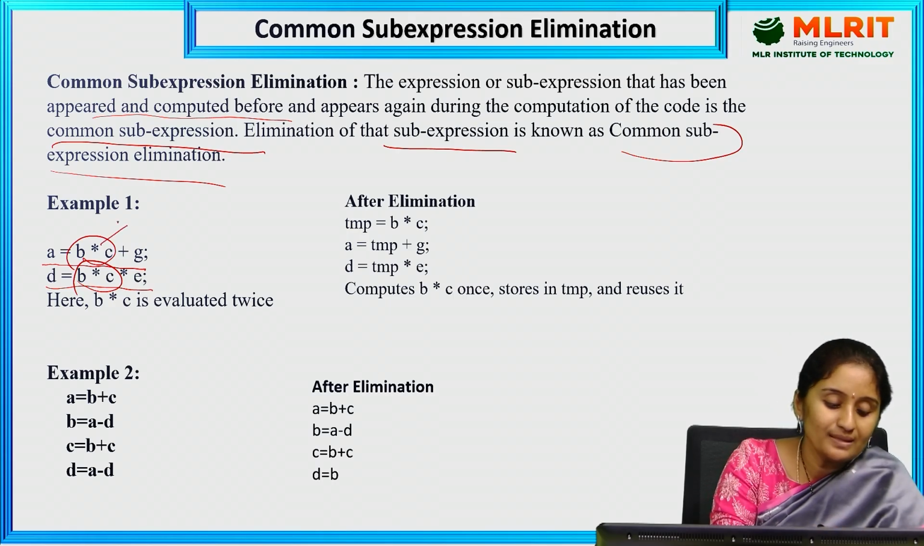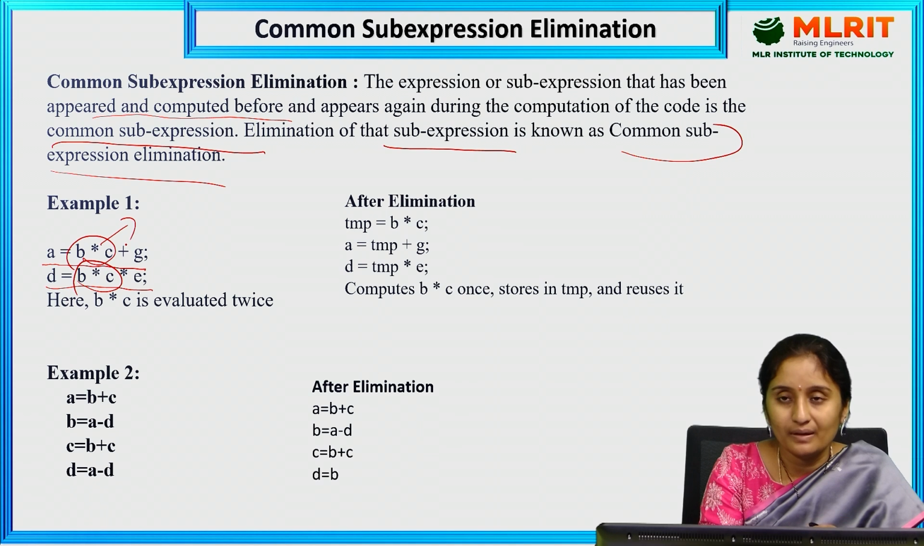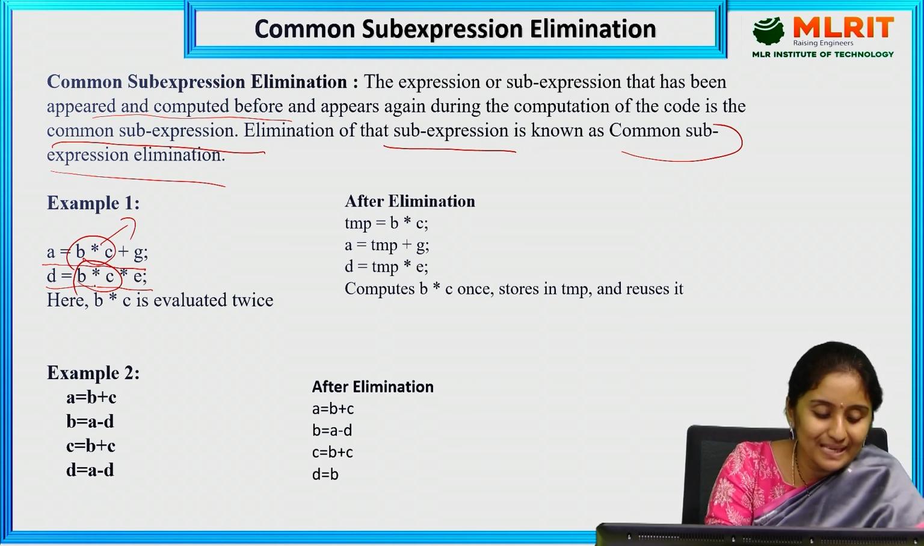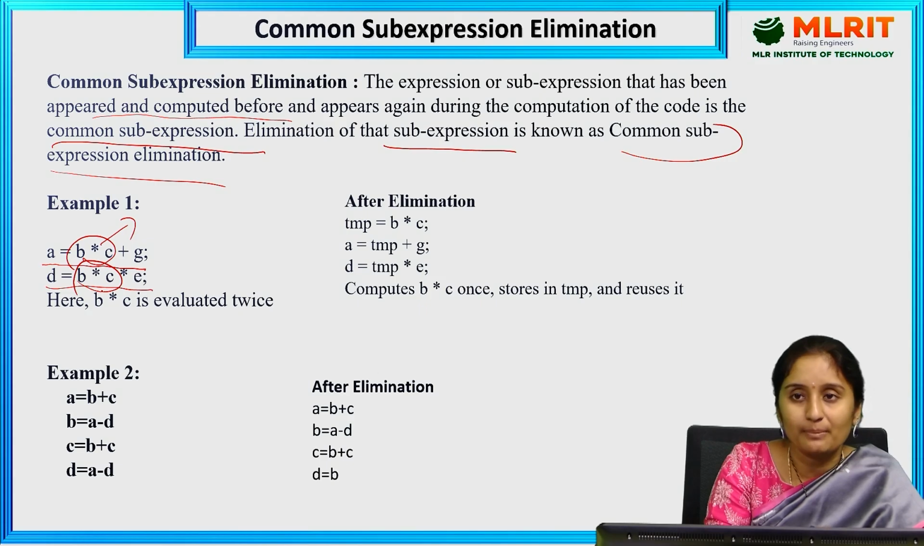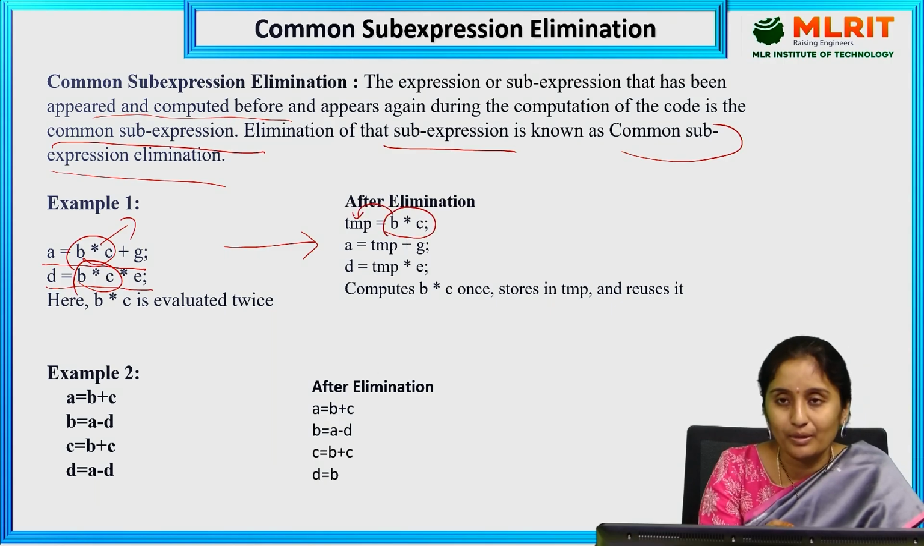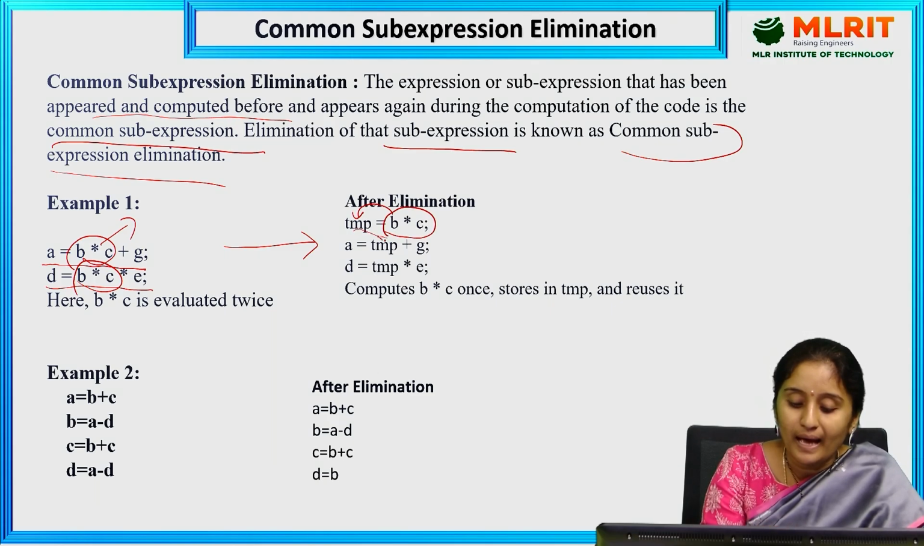So by doing this, it is taking a lot of memory, and the execution time is also high. Instead of writing the same statement two times, can I replace it with some temporary variable? Can I optimize the code? Yes. Here I am going to write the B into C statement into some temporary variable, and I am going to use this temporary variable.